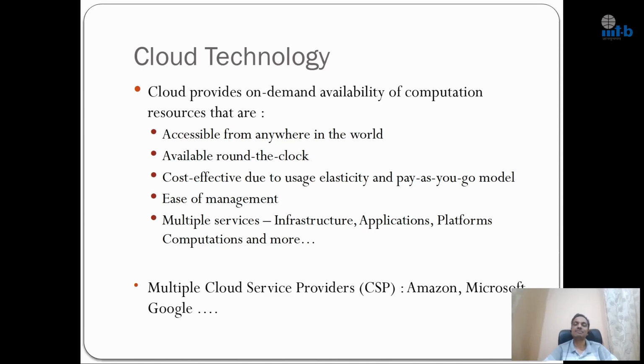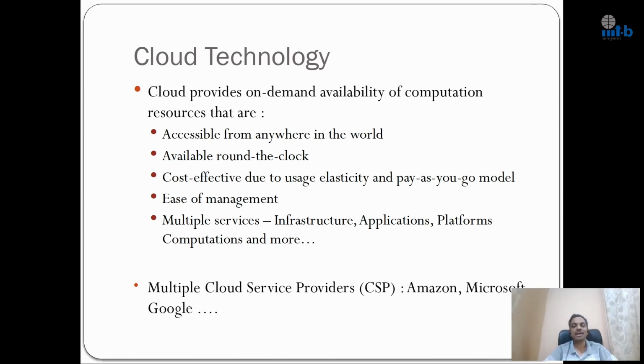So it gives a very cost effective model for the users, and it also offers pay as you go depending on usage. The other important aspect is the management of the resources and their configuration. There are many services offered by a number of providers, big names like Amazon, Microsoft, Google, etc. They offer services like platform as a service, software as a service, and infrastructure as a service, called IaaS, PaaS, etc.